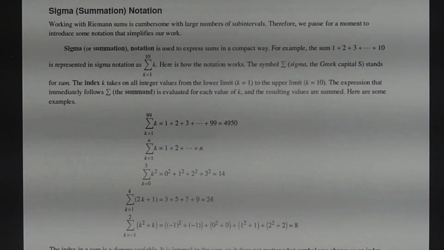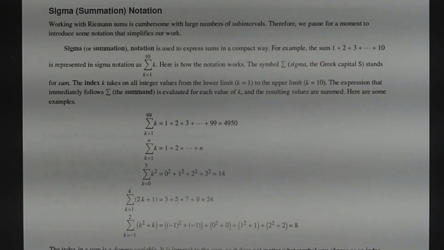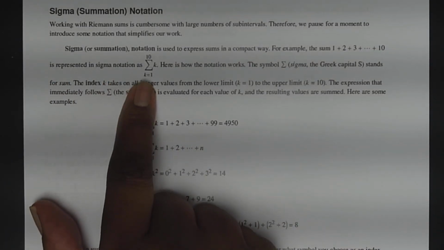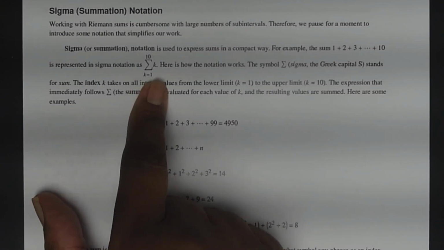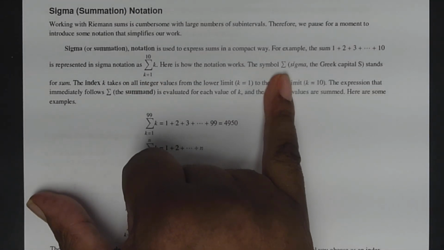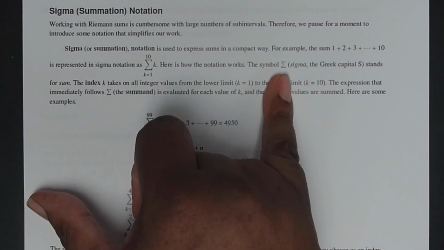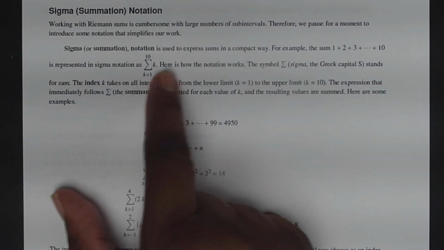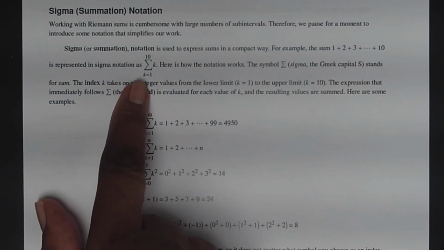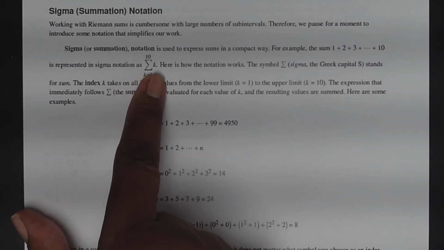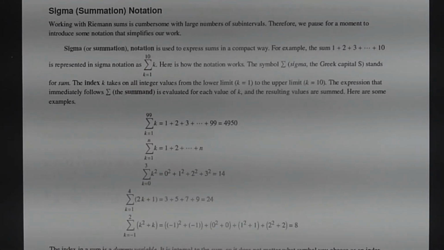So, for example, the sum of 1 plus 2 plus 3 and so on up to 10, we can express that using sigma notation. Here, this is the Greek letter sigma. It's the Greek capital letter S, meaning the sum. So for this expression, we can write that as the summation from k equal to 1 to 10 of k.